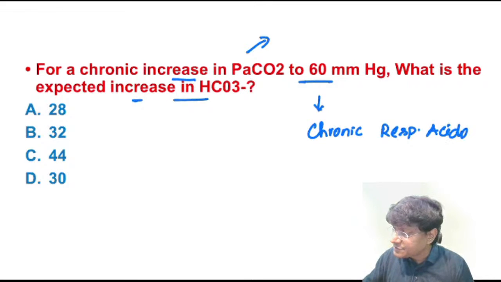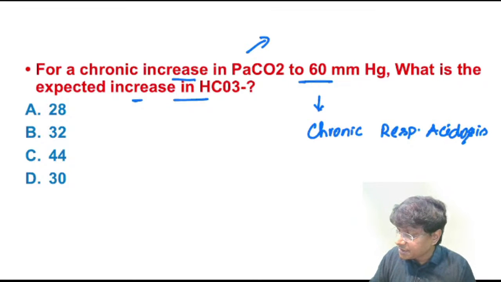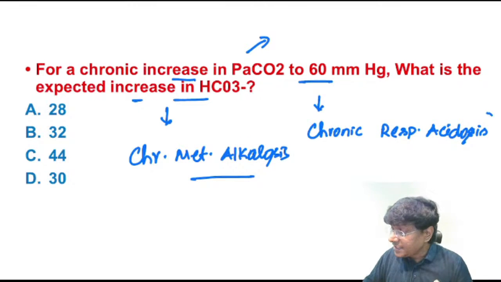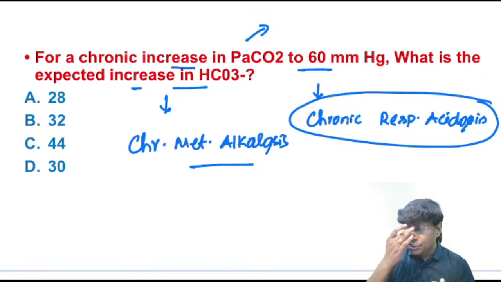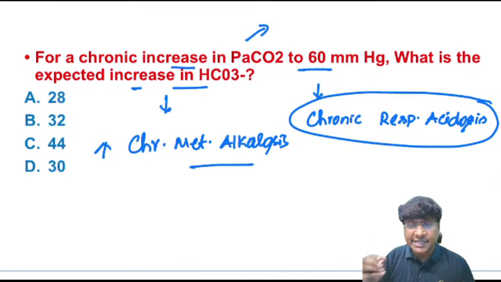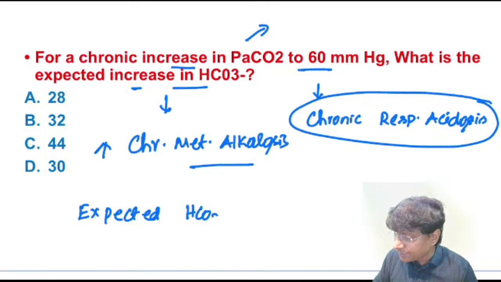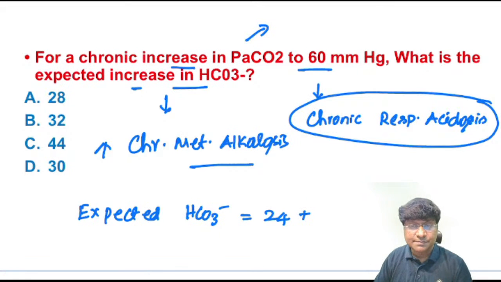So whenever there is chronic respiratory acidosis, what should happen to your bicarbonate? Even bicarbonate also should increase, as a chronic metabolic alkalosis compensation. It should increase. Now, what is the formula here? Yes, anyone want to make an attempt at this question? So expected bicarbonate is equal to 24 plus the change in your bicarbonate value.